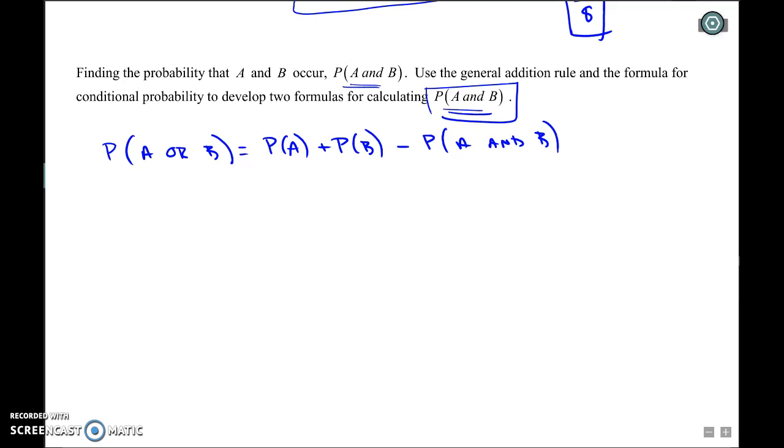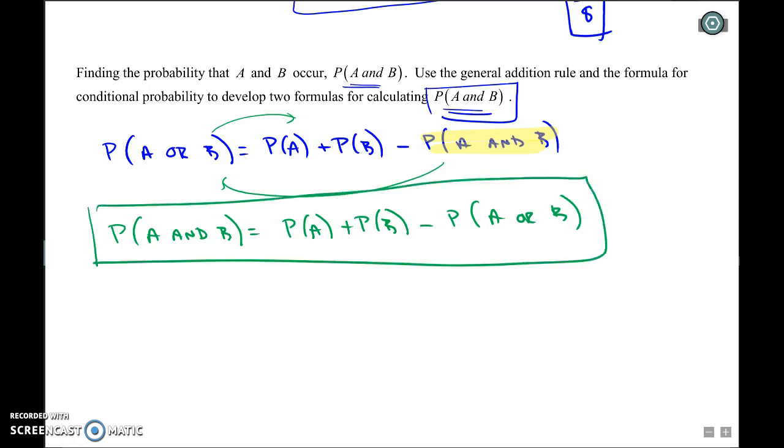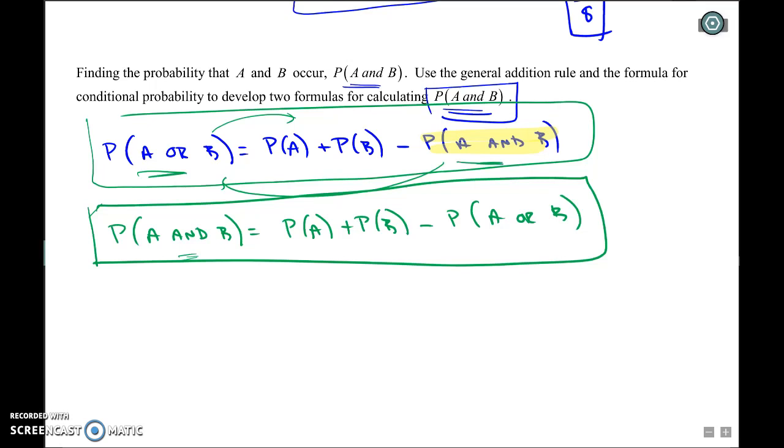So because this formula, technically it's the formula for the or, but because it has this in it, we can derive a formula for calculating the and. So let's just move this over to the other side of the equation and move this over there. So the probability of A and B occurring is equal to the probability that A occurs plus the probability that B occurs minus the probability that A or B occurs. So here's one formula for calculating the probability A and B occur. It looks like the addition rule, but you've got to be a little bit careful. Don't start thinking that ands are addition, because they're not. Ors are addition, but if you have this and you want this, you can use this equation to solve it.